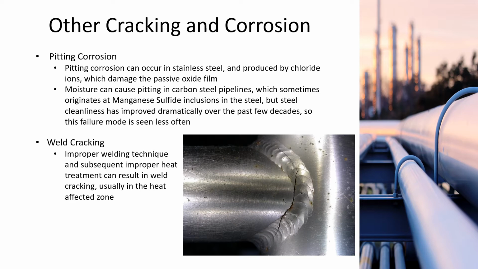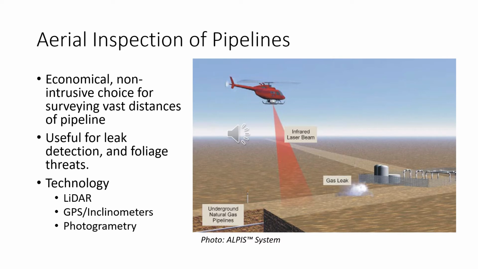Next, we're going to move on to inspection of pipelines. Aerial inspection is often the first line of defense, as it provides a cost-effective method of quickly surveying miles of pipeline without having to navigate through rough terrain and private property. Helicopters and drones are used to detect existing leaks and warn of foliage overgrowth and other threats to the pipeline.